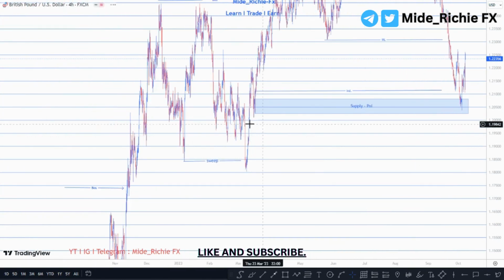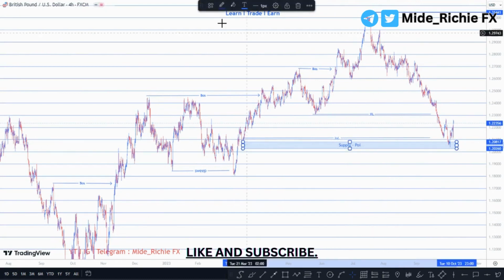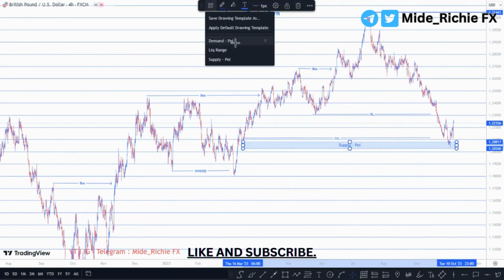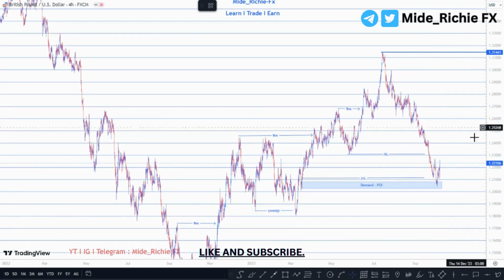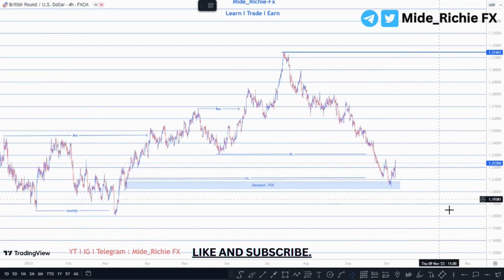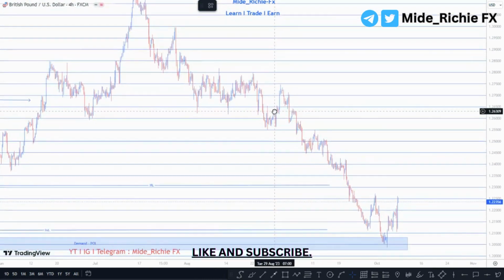And now we are tapping into the 4 hour demand zone, right? Sorry, that's basically demand, not supply. So we are tapping into the 4 hour demand zone for us to continue going bullish. What I mean by two things might happen on this pair, I'll explain that later. Let's concentrate on the current trend.